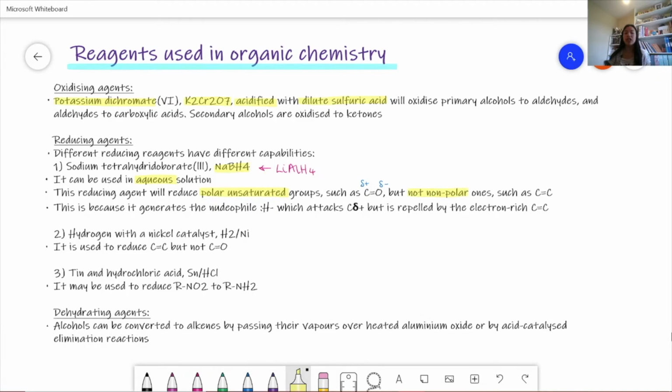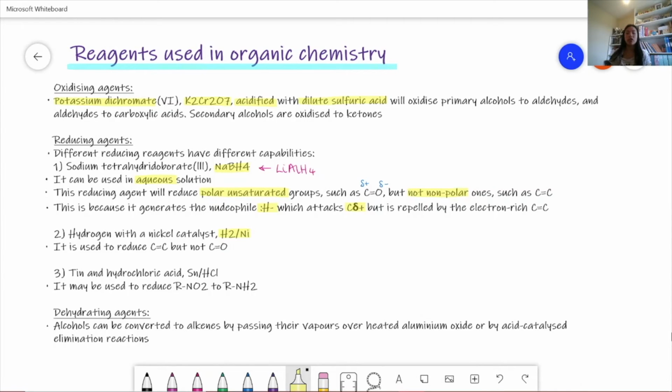And this is because it generates the nucleophile H-, which can only attack this carbon with a partially positive charge, but it's repelled by the electron-rich carbon-carbon double bond because we know that the double bond is an area of high electron density. The second reducing agent we have is hydrogen with a nickel catalyst. And this is what we use to reduce carbon-carbon double bonds, but not carbon-oxygen double bonds. And this is actually also used to reduce nitriles.